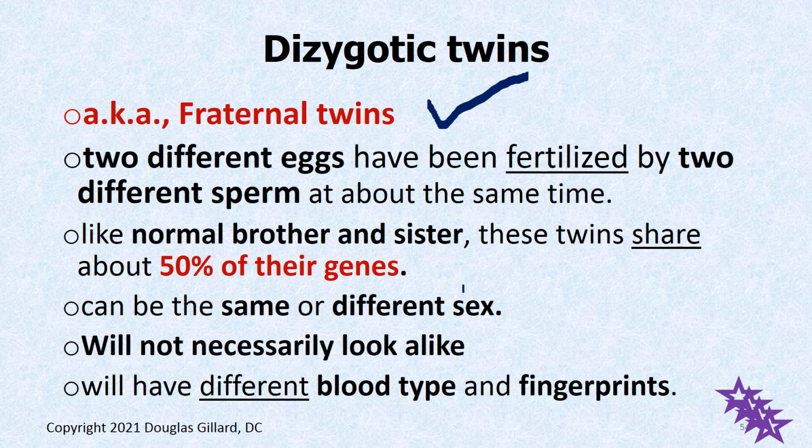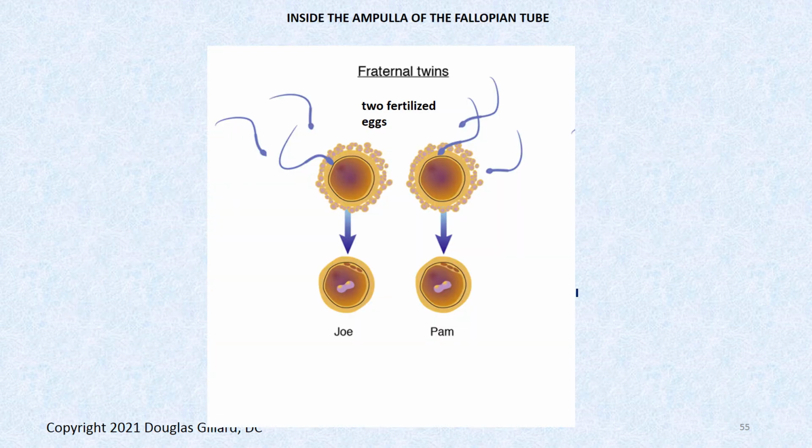They could be different sex. My new grandbabies, one's female, one's male, and they don't really look alike. And my two babies don't look alike that much. And they have different blood types. I don't know what their blood types are, but they'll have different fingerprints, just like a real brother and sister. So here's slide 54. Here's the picture of that. And so two separate fertilization events, two separate babies.